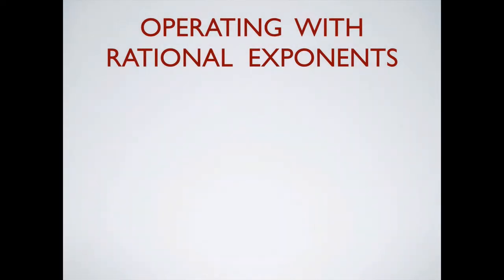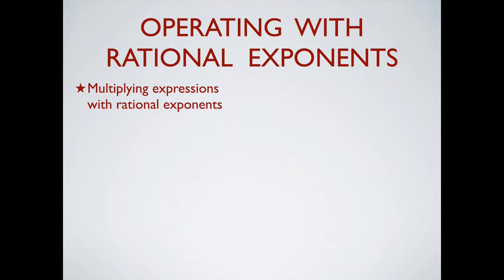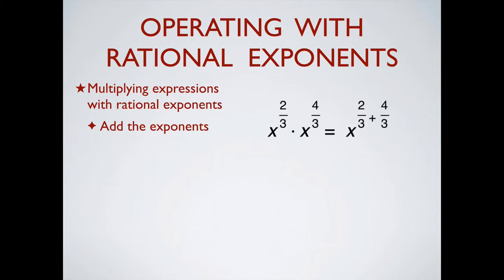How about operating with rational exponents? Let's multiply expressions with rational exponents. You know when you multiply with exponents that you add the exponents. We're going to do the same thing here. X to the 2/3 times x to the 4/3, because I have the same base, I can add the exponents. And 2/3 plus 4/3 is x to the 6/3, which reduces, of course, to x squared.